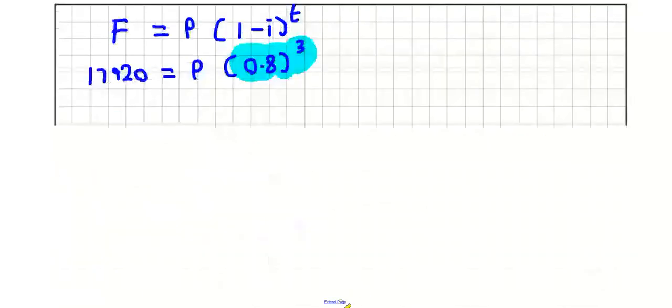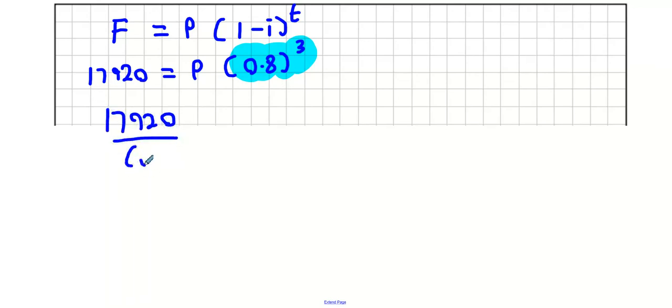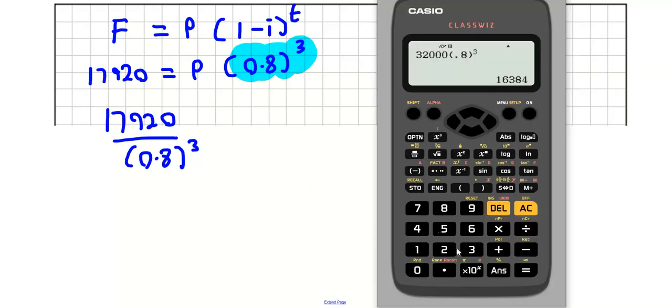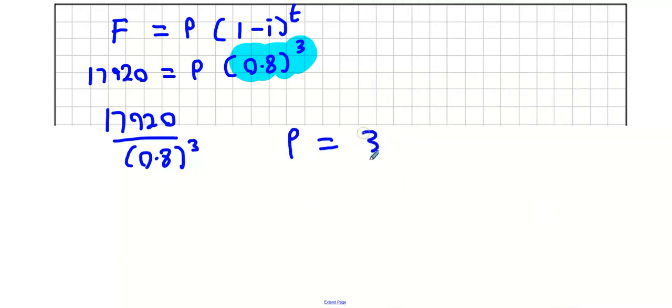Now we want to get the P value on its own. So see this 0.8 to the power of 3? What you can do is you can divide that. It's multiply on the left, which means it's divide on the right. So your 17,920, you divide that by 0.8 to the power 3, and you get 35,000. Your P value is 35,000, which makes this car worth 35,000 new.